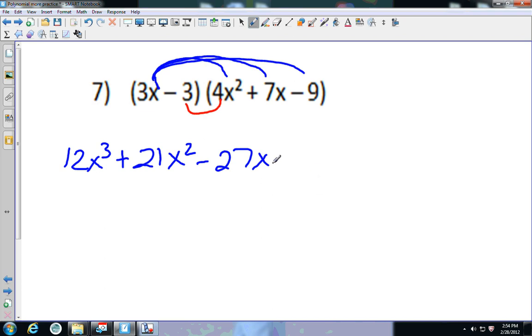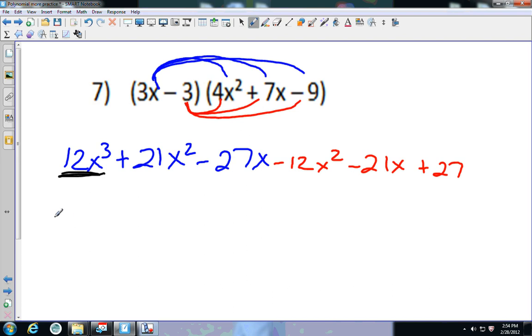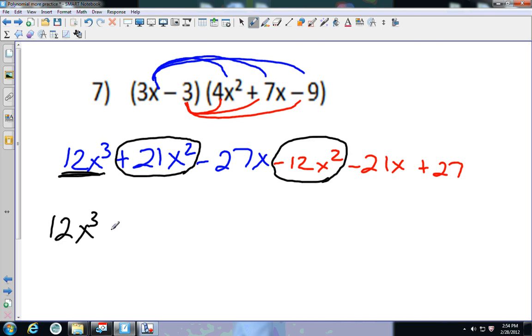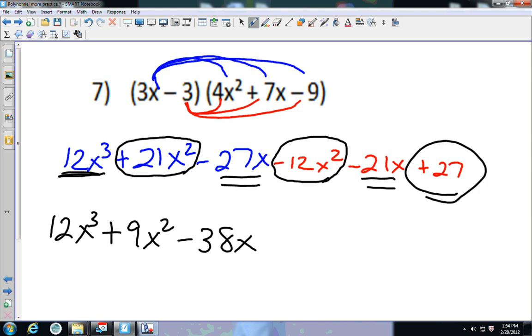Negative 3 times 4x squared. Negative 12x squared. Negative 3 times 7 is negative 21x. Negative 3 times negative 9 is plus 27. Okay, I've only got one x to the third power, so I've got 12x to the third power, 21x squared minus 12x squared. That is 9x squared, negative 27 minus 21, negative 48x. And then I have this 27 right here all by itself, plus 27.